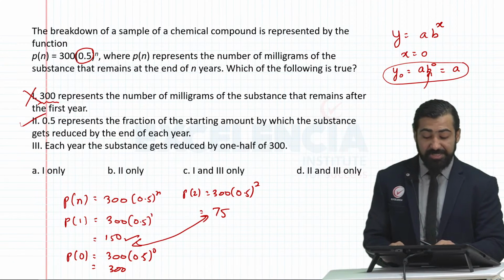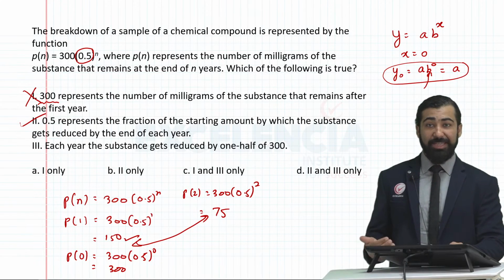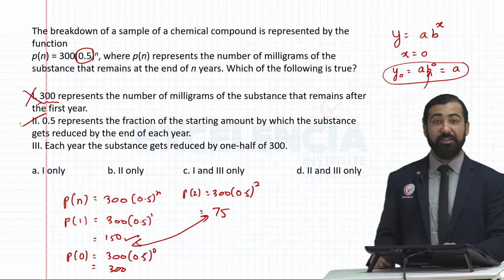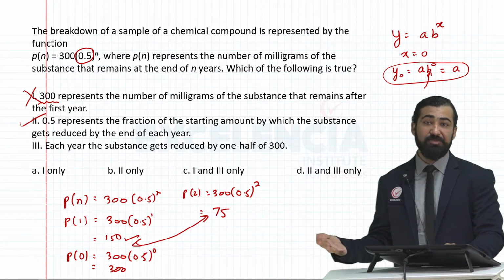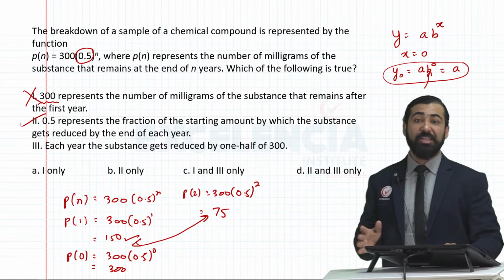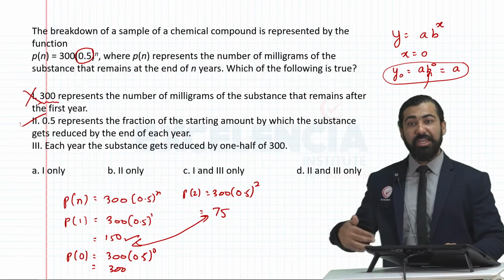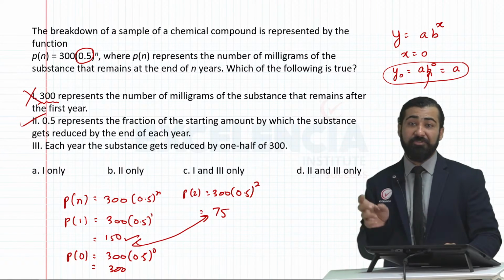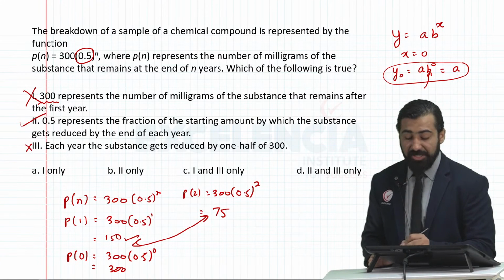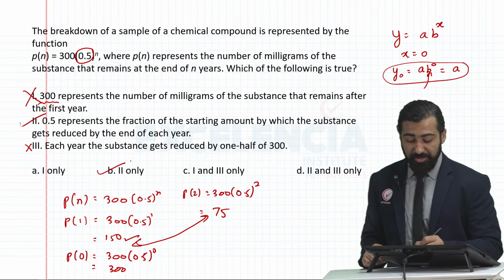Each year, the substance gets reduced by 1/2 of 300. For the first year, we are reduced by 1/2 of 300. Next year, the substance does not get reduced by 1/2 of 300, but 1/2 of 150. Then the year after that, it will be 1/2 of whatever value you get, and so on. So because of this, I say that option three is incorrect. Option 2 is the only correct option.